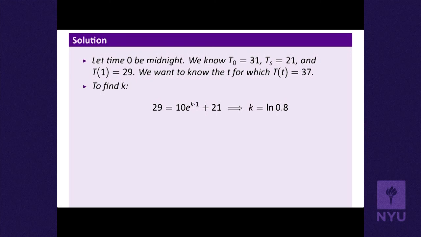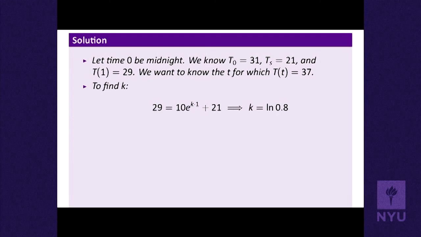So how do you solve this? Well, you solve it the same way we've been solving these equations with unknowns in the exponential. You subtract the constant to get 8 equals 10 times e to the k times 1. Divide by 10, and then take the natural log, and you get that k is equal to the natural log of 0.8. Okay?